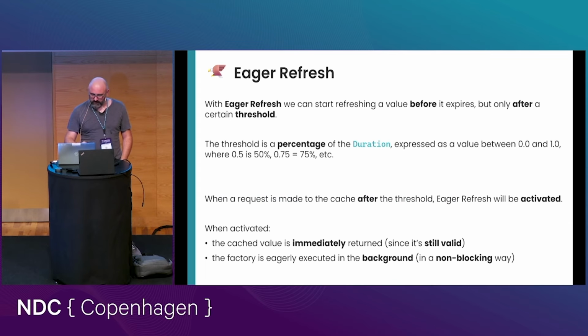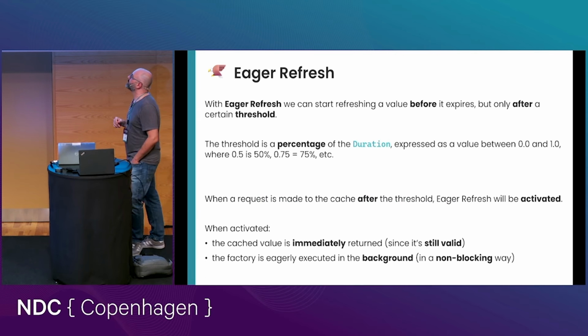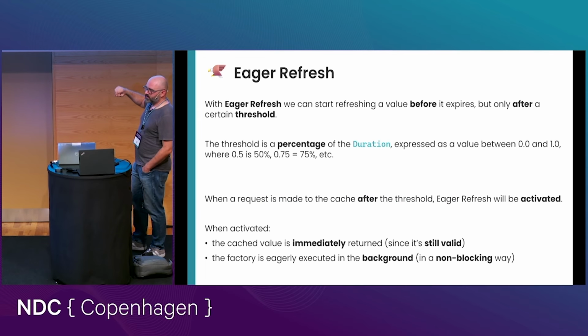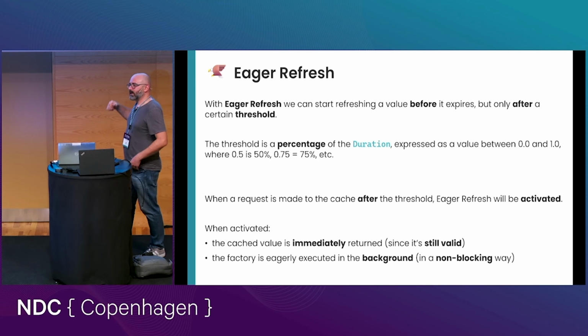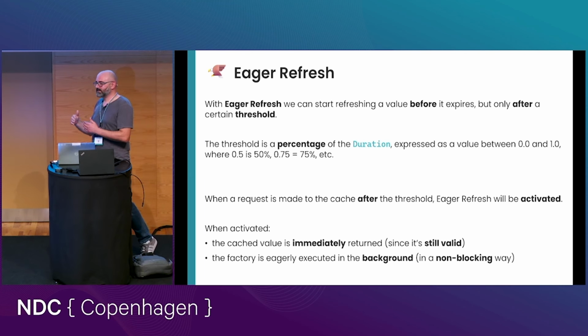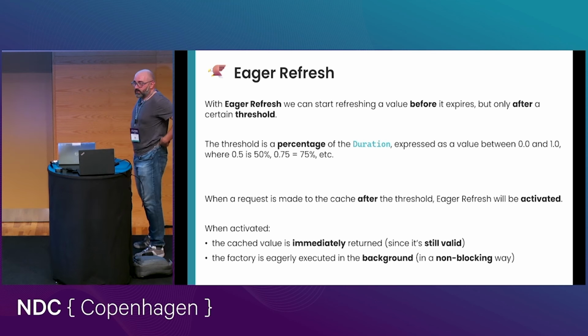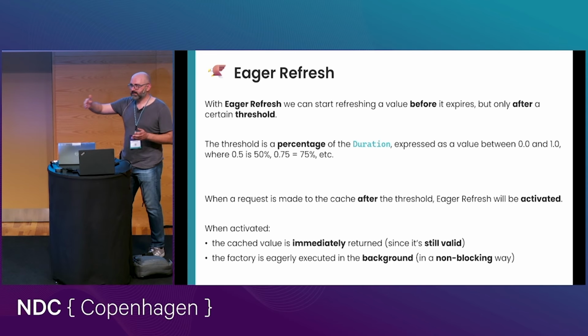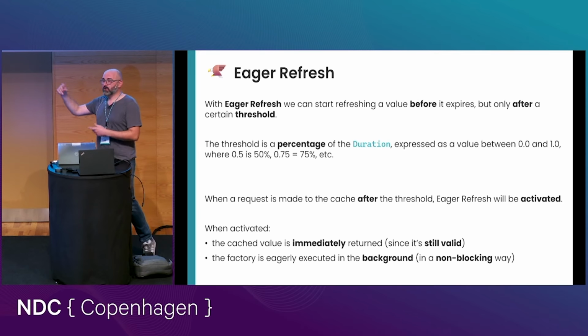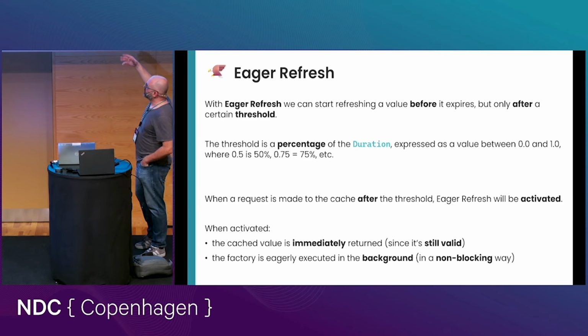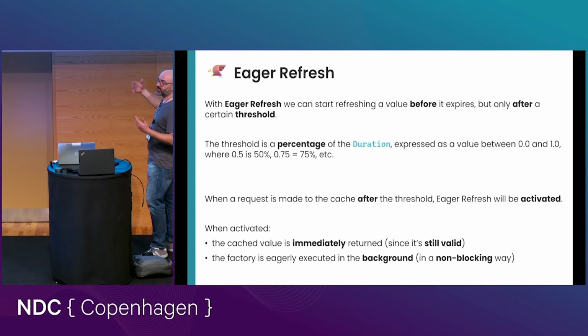Eager refresh is another FusionCache feature that I think you will find useful because it allows us to basically preemptively start the refresh for something that is about to expire. We can simply specify a percentage of the duration, so it's relative to what we are working with. If we cache something for 10 minutes or 10 seconds or 10 hours, it will be a percentage of that. It is expressed as a floating point from 0 to 1, as is pretty common in computer science, and it's a percentage of that duration.